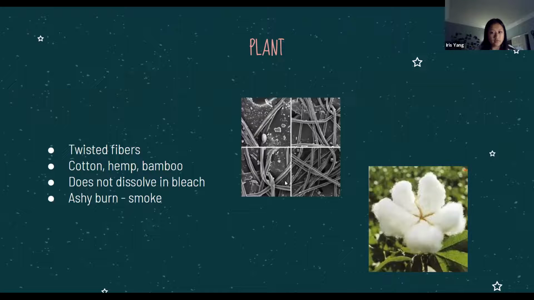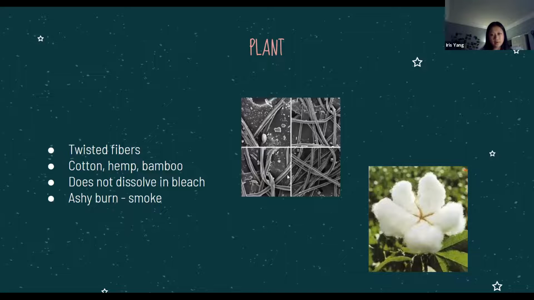Cotton does not dissolve in bleach. That's why you can wash your clothes with bleach and they won't just disappear. And when you burn it, it'll be super ashy and smoky. You know how you burn wood? Wood is a plant, obviously, and that will burn. The fibers here are all plant fibers. I'm not sure what actual plant it is, but it could be cotton or something else. I don't really know how you differentiate between different kinds of plants, but this is definitely a type of plant fiber.